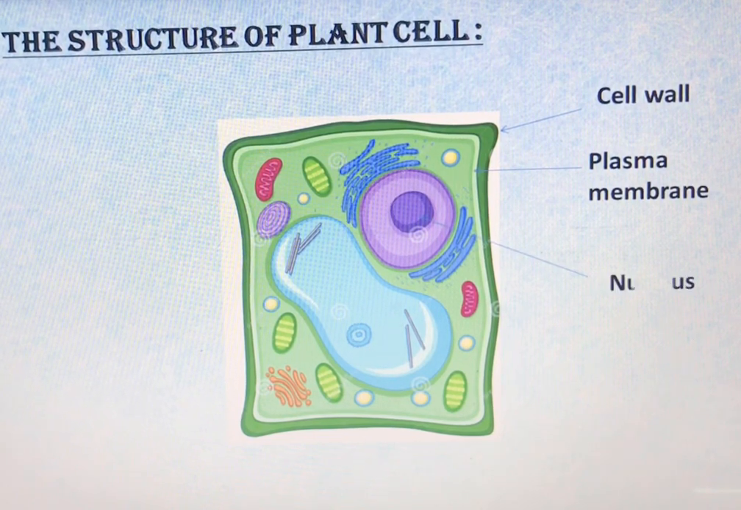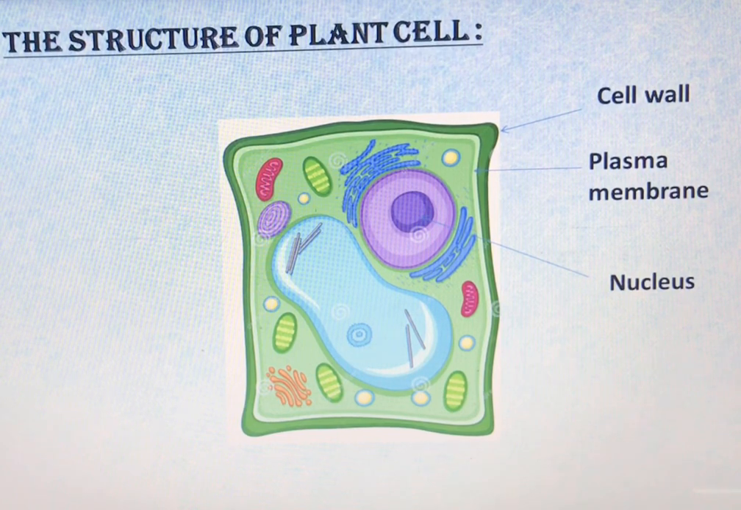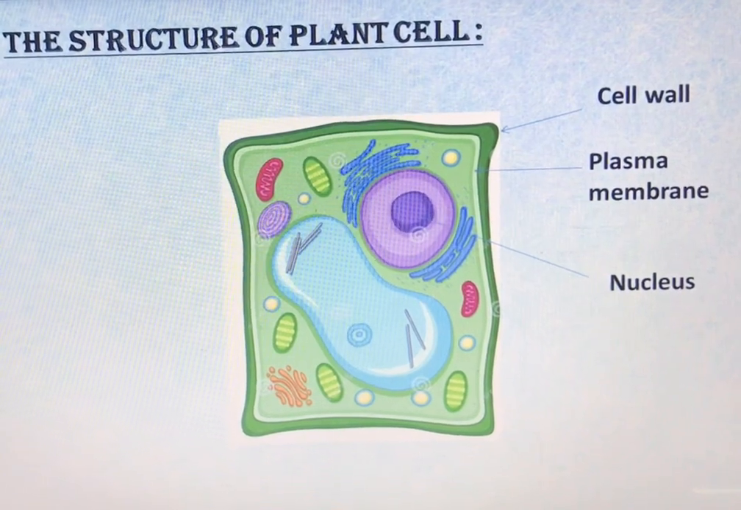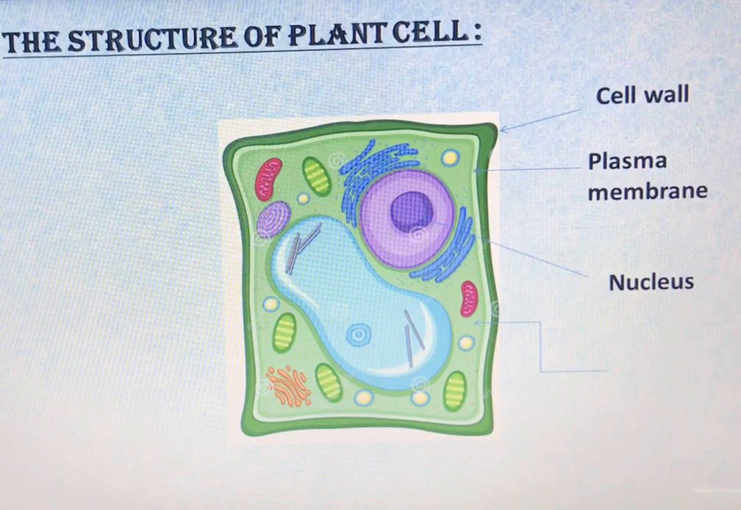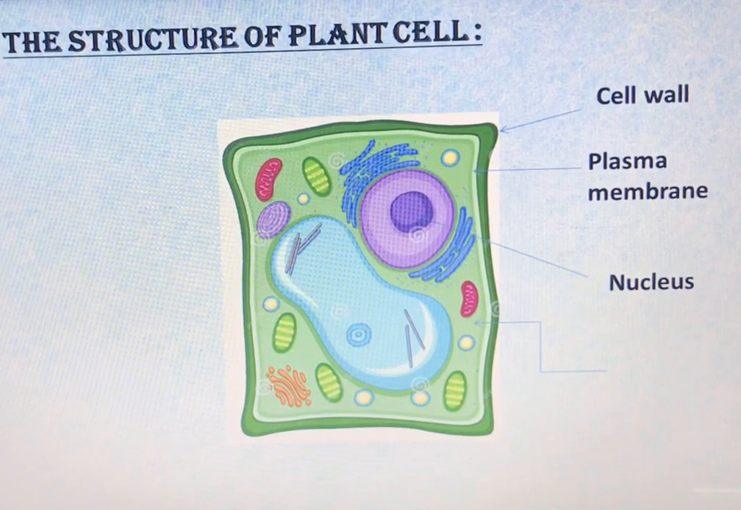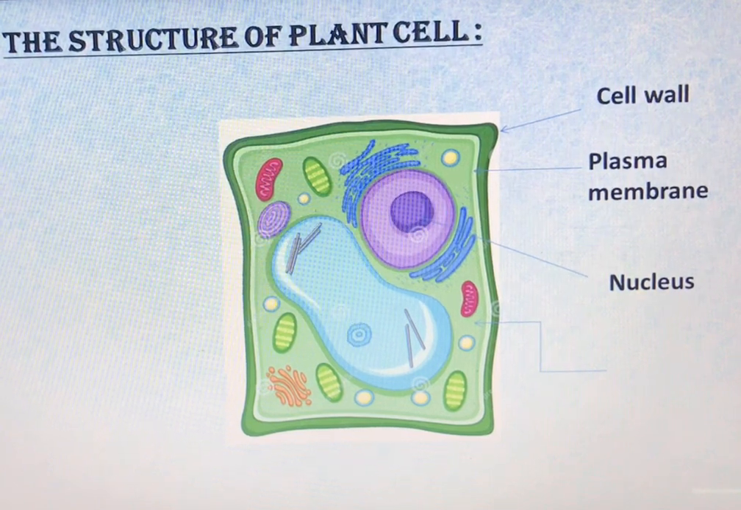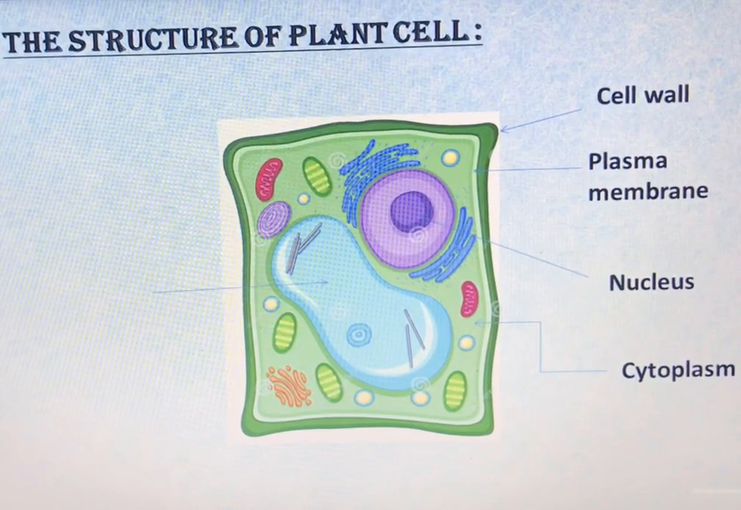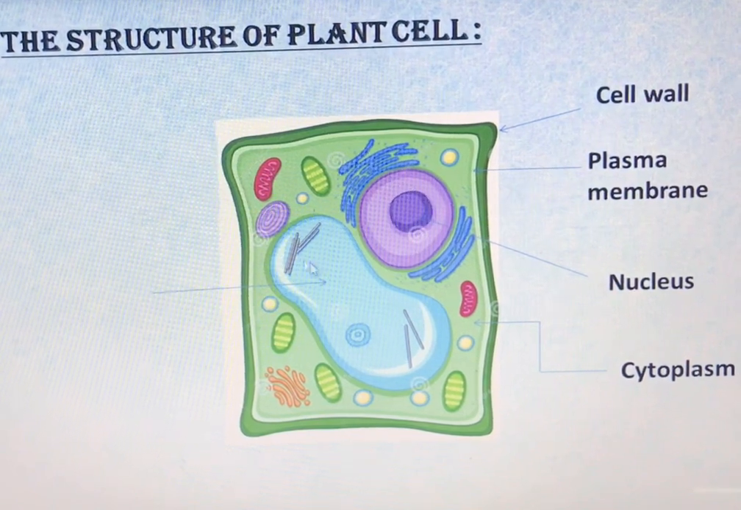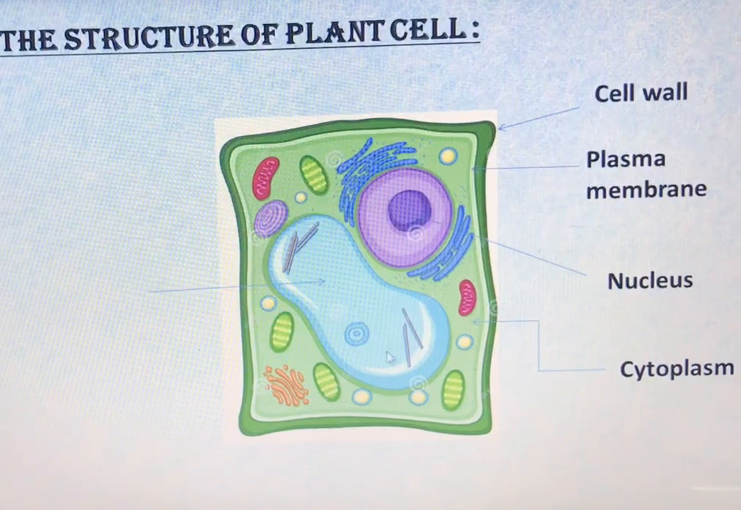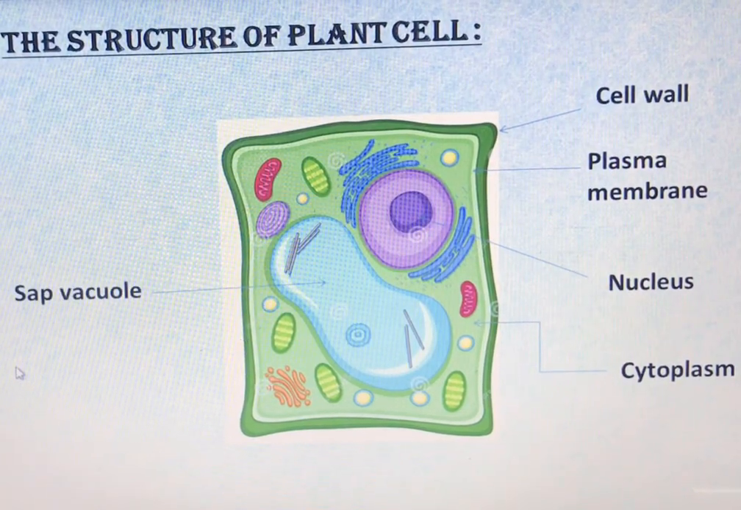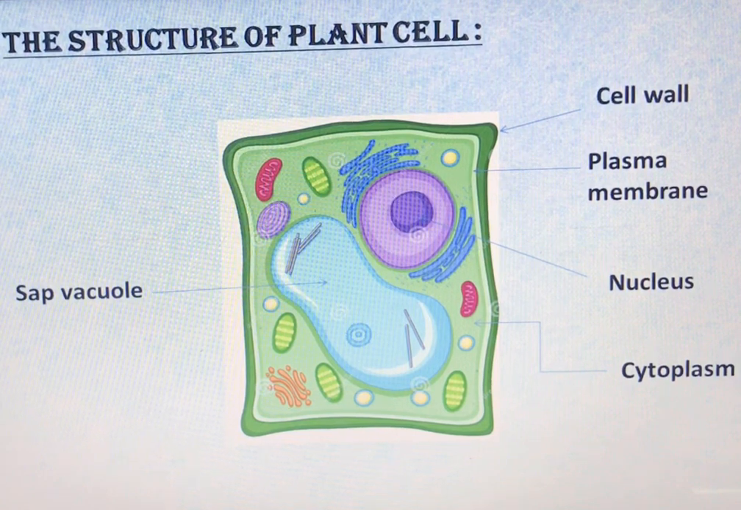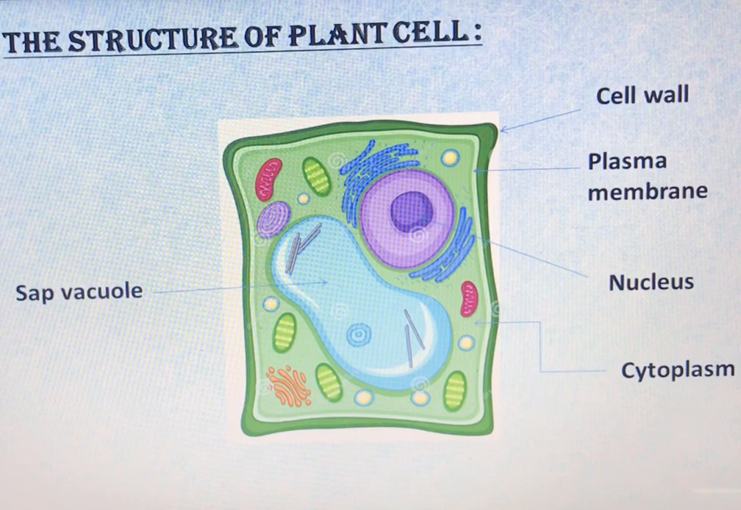Then we have nucleus. Nucleus is one of the most important parts of the cell, as it's responsible of the cell division. We said that before. Then we have this liquid that fills all the spaces in the cell, which is called, yes, exactly, cytoplasm. Okay, and then this part, can you see this large part here? This large part here is called sap vacuole. And there is only one large sap vacuole in plant cell.